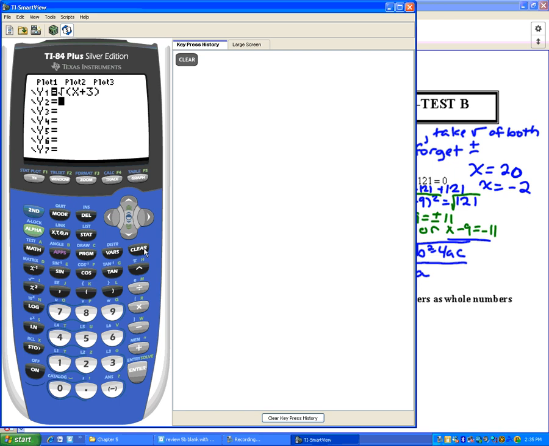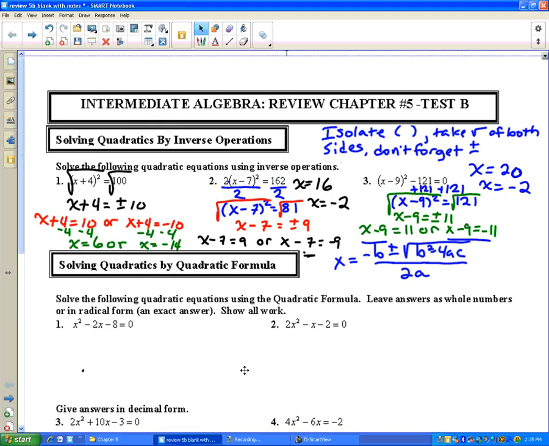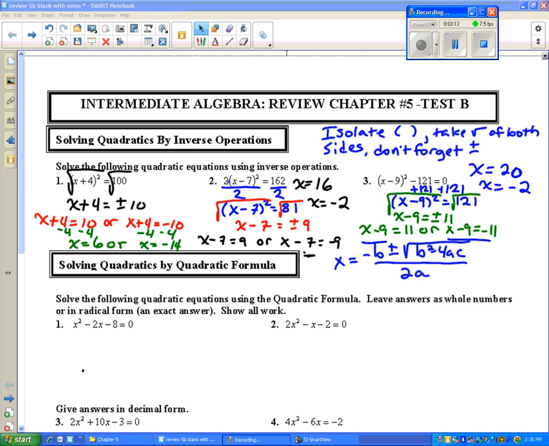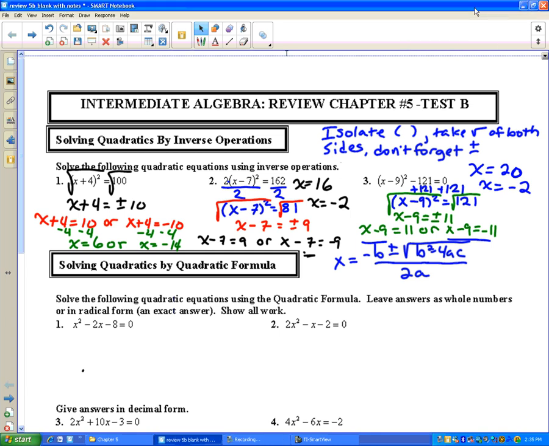The calculator we will need in a little while, so I just wanted to make sure I had it. We are recording. Let's go to the next problem.